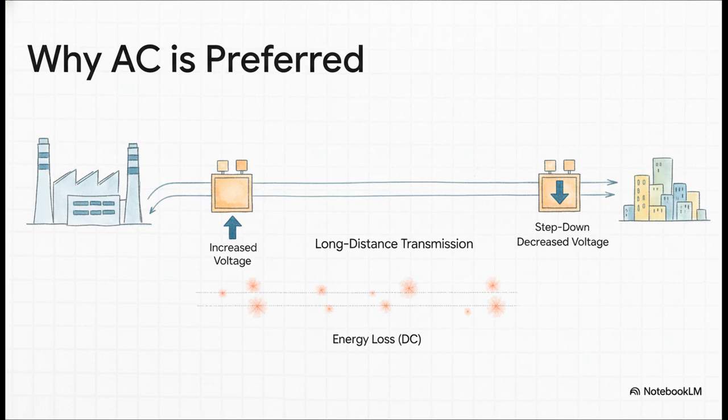Well, it really boils down to efficiency. You see, AC has a superpower. Its voltage can be changed, like super easily, using a device called a transformer. This means power plants can crank the voltage way up to send it hundreds of miles with hardly any energy loss, and then step it way back down to be safe for your home. Back in the day, DC just couldn't do that.